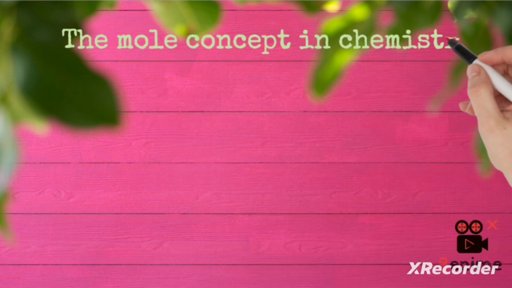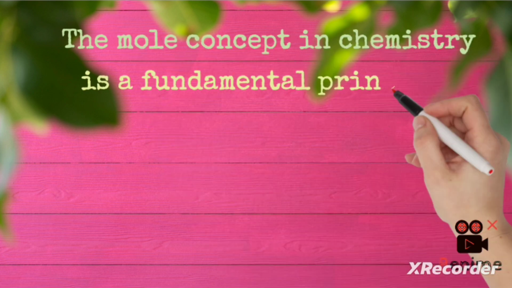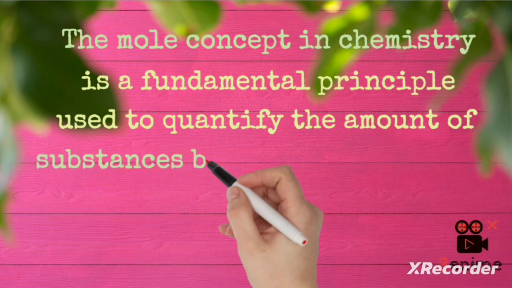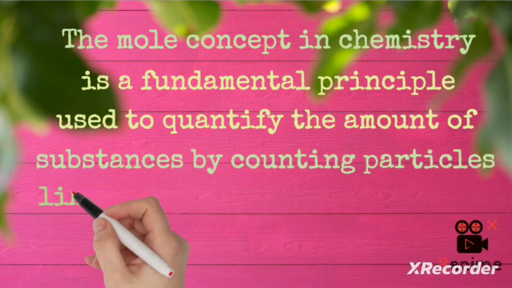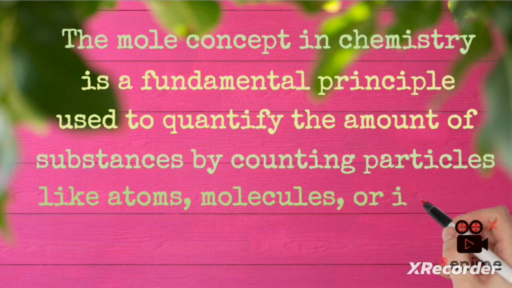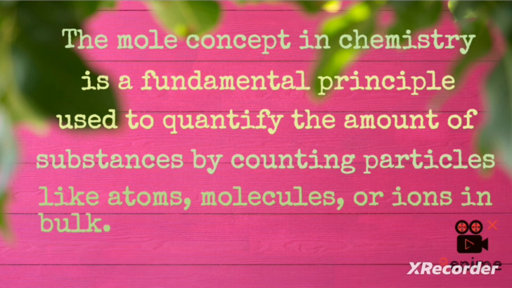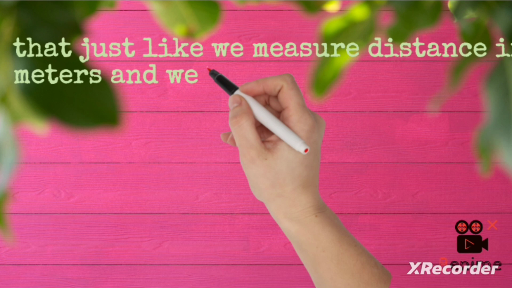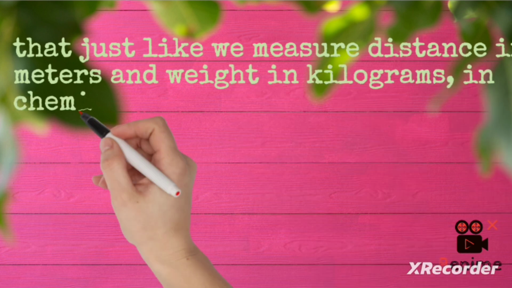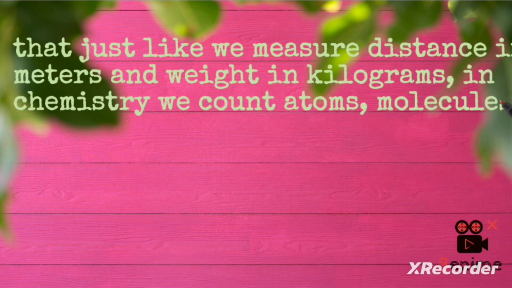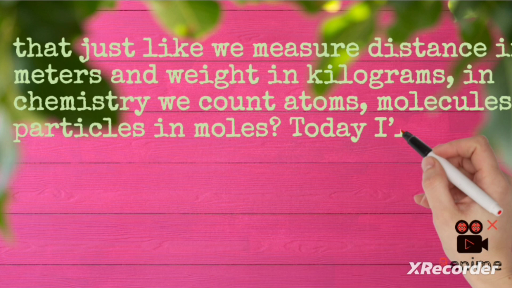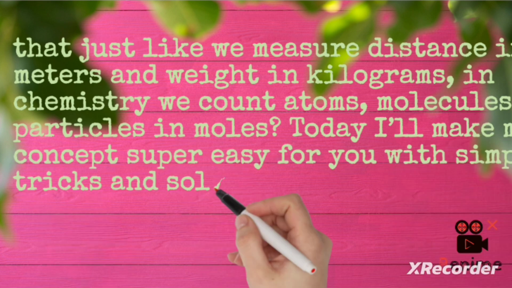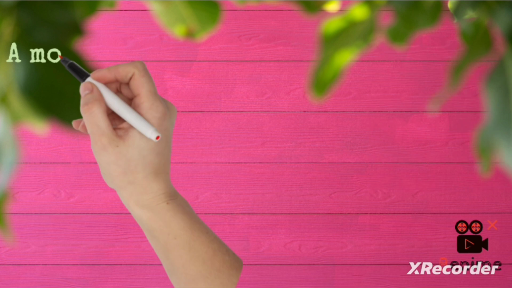The mole concept in chemistry is a fundamental principle used to quantify the amount of substances by counting particles like atoms, molecules, or ions in bulk. Just like we measure distance in meter and weight in kilogram, in chemistry we count atoms, molecules, particles in moles. Today I'll make the concept super easy for you with simple tricks and solved examples.